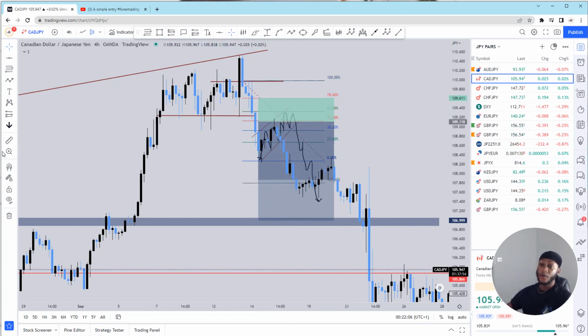For example, I just want to show you this. If your entry point was around 38.20, you would probably have been in about 20 pips of drawdown, nothing much. So clearly you can see how that's on point.